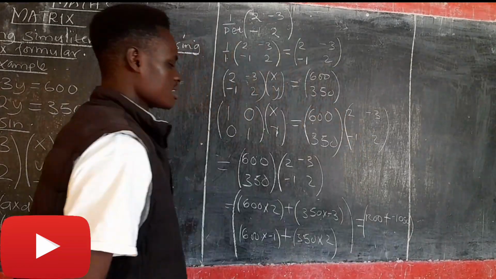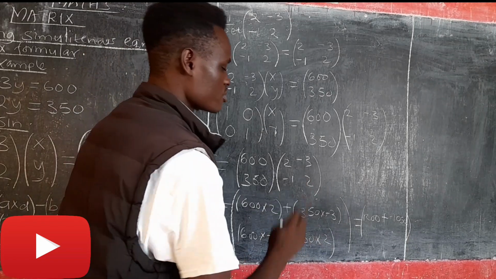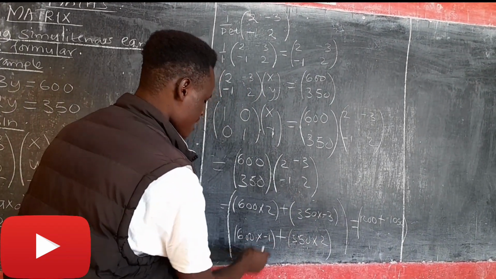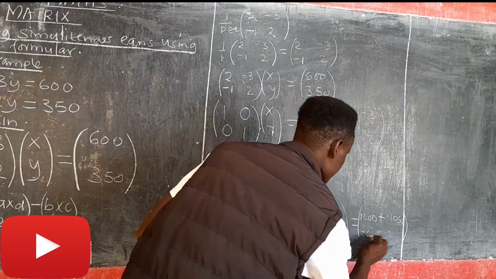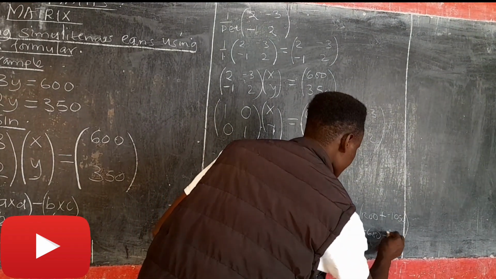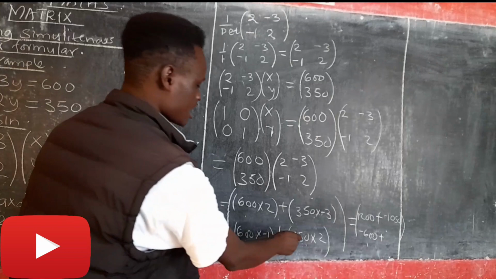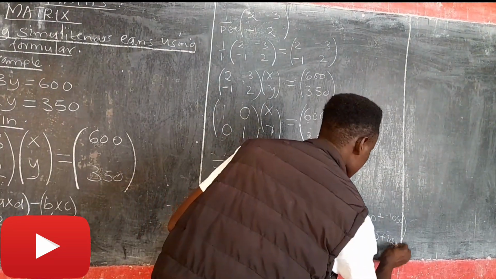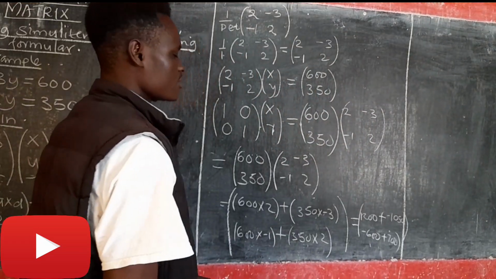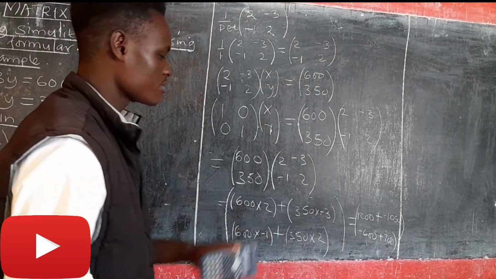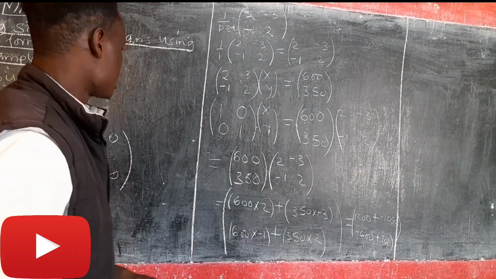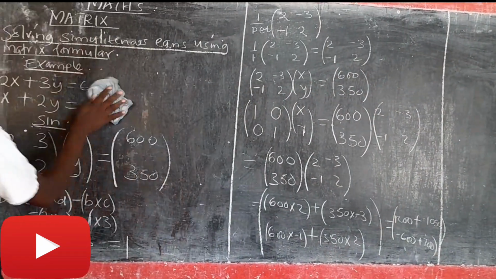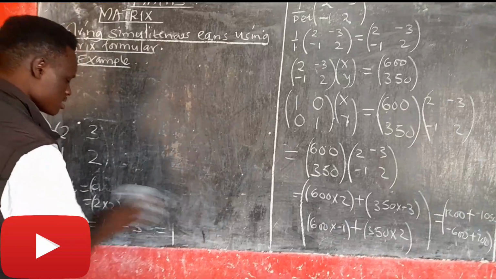This way, I think you can hear me, you cannot see clearly, but you can hear. Then 600 times negative 1, we are going to get negative 600. Then plus 350 times 2, which is 700. So now from here we can get the resultant of that. And therefore from there I'm going to use this side.